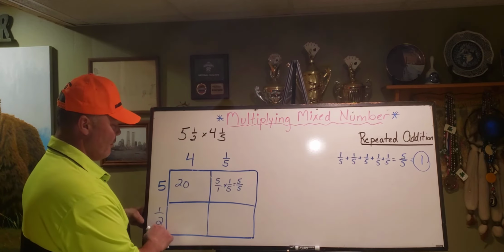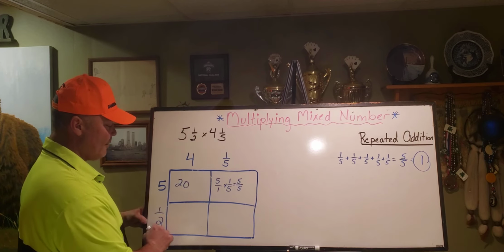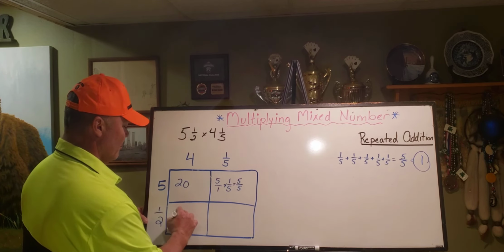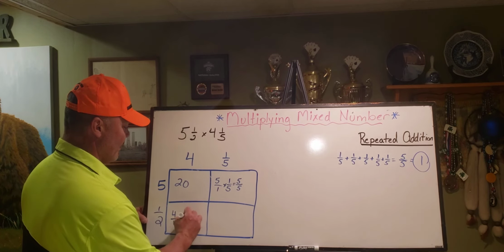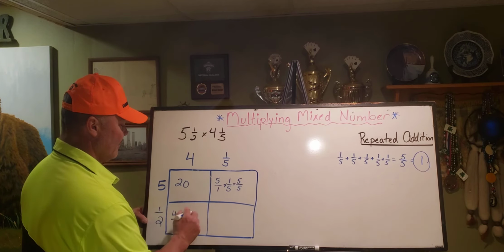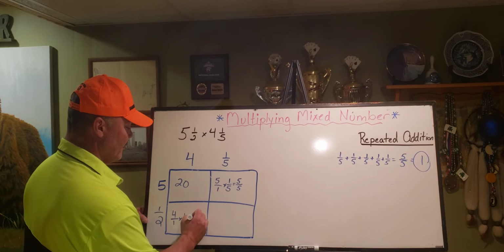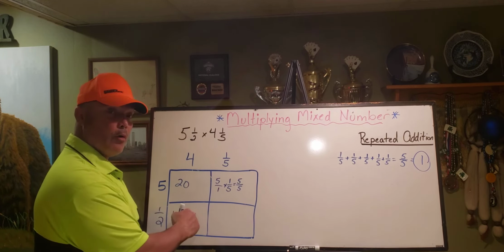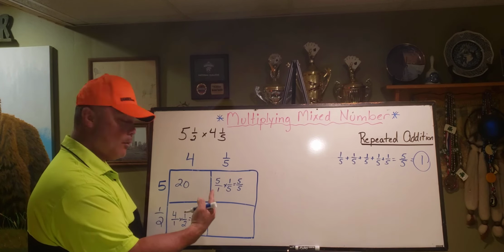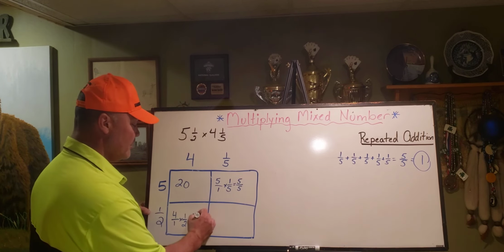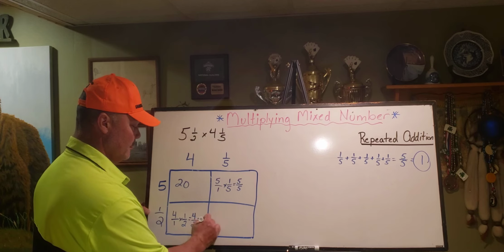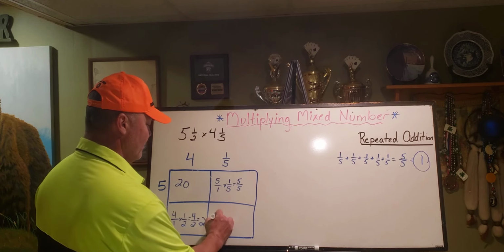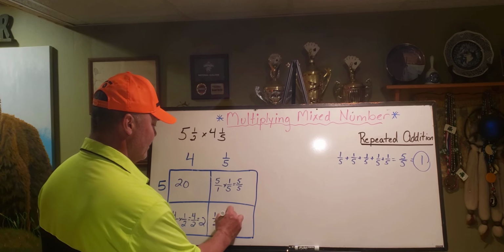And then I have 4 times 1/2. So I can put 4 over 1 times 1/2, and that's going to give me 4/2. We know that's an improper fraction, so I have more than a whole, because 2 over 2 would give me 1. Well, 4 over 2 equals 2. And then 1/2 times 1/5 is going to give me 1/10.